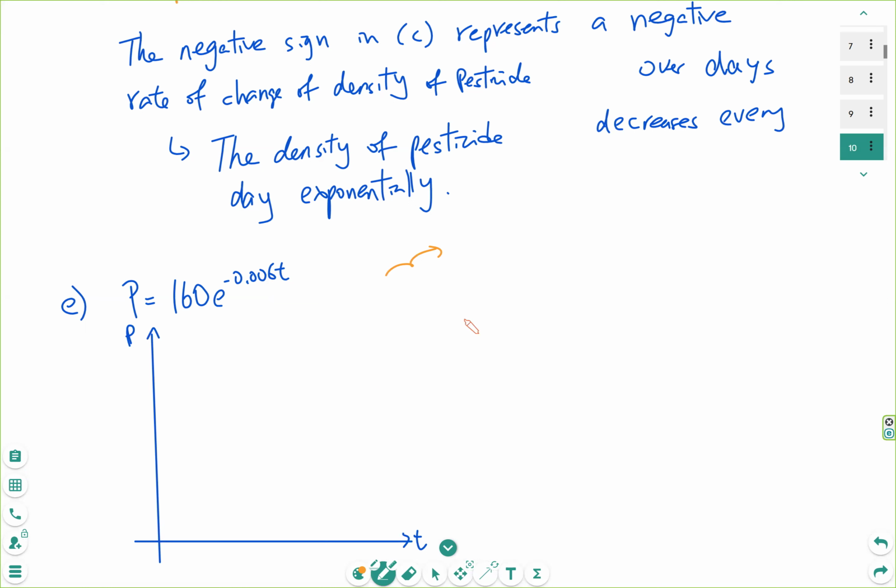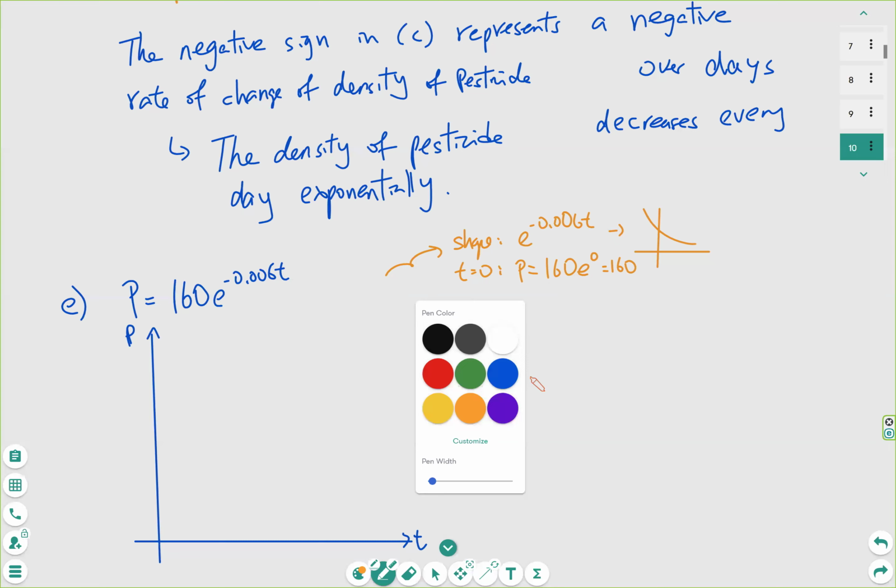So we know the shape is e to the power of negative 0.006 t. That means the shape is going to look like this, right? And then 160. So when t equals 0, P will equal 160 e to the power of 0, which is 160. So this is what the graph looks like.